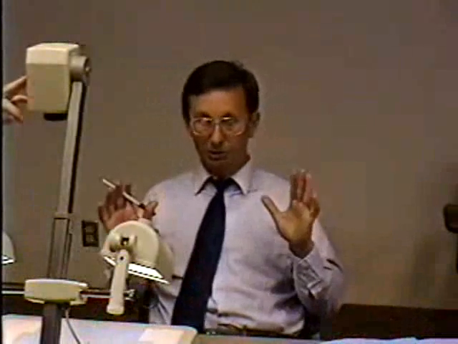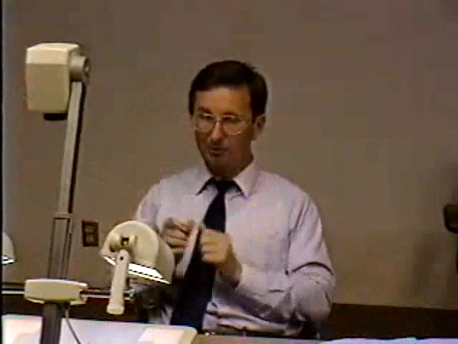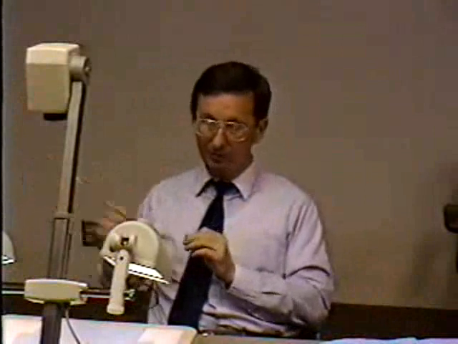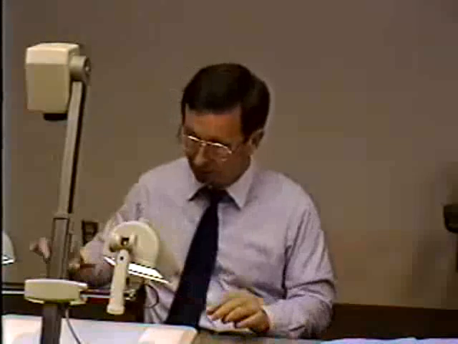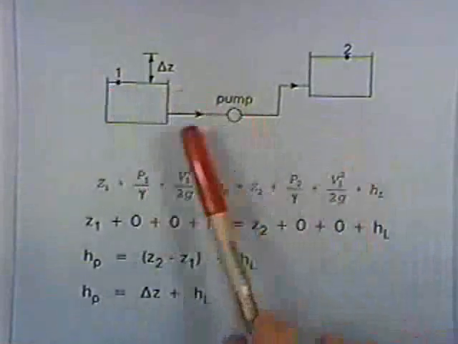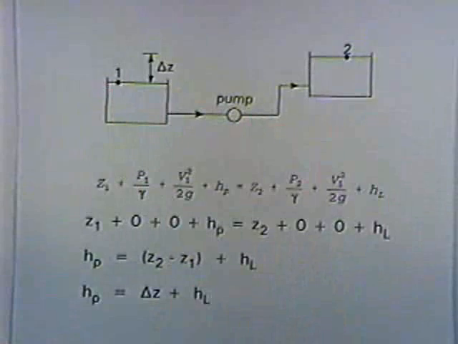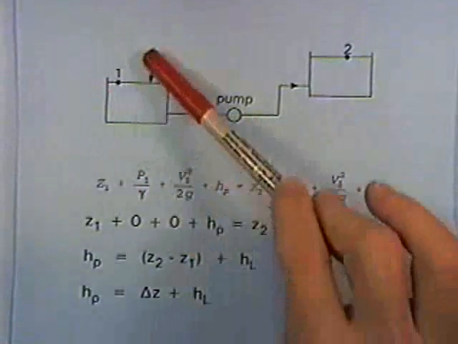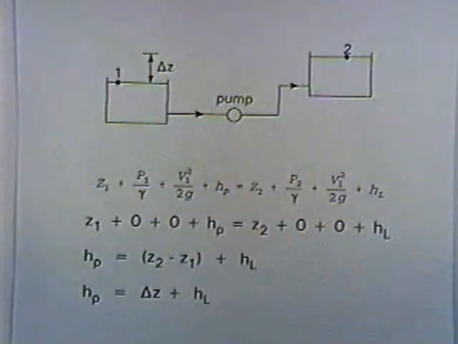Okay, now this is the system itself. We're putting together two relationships: one is the pipe system, and the other is the pump characteristic. In this system, and just any system in which you're pumping between two reservoirs or between two points of known head, you're overcoming some delta Z, some lift, and you're also overcoming the head losses through the system.